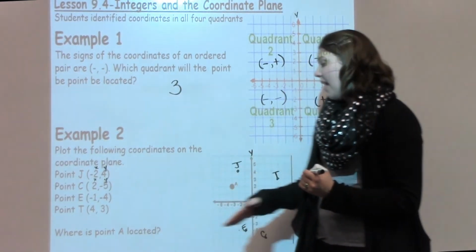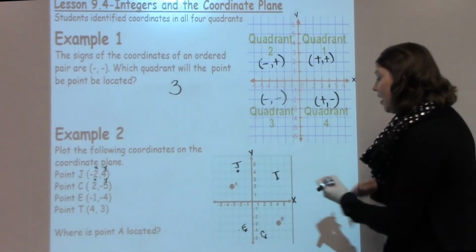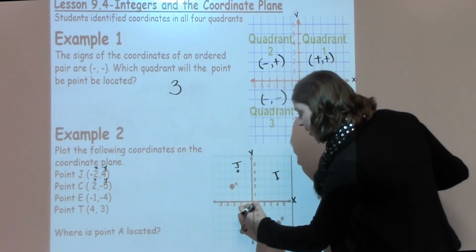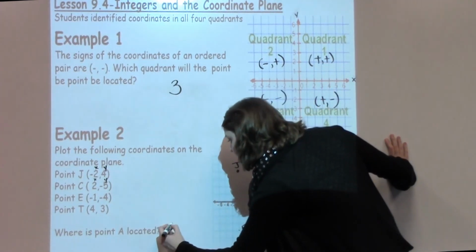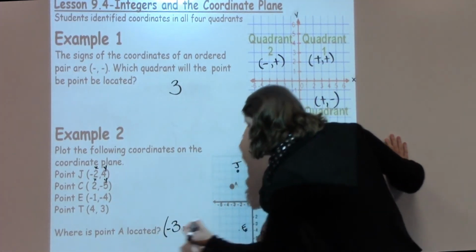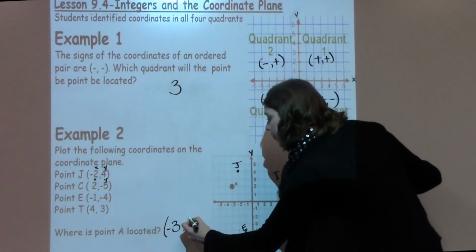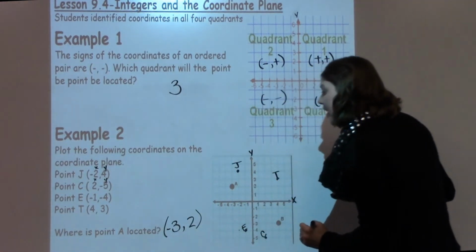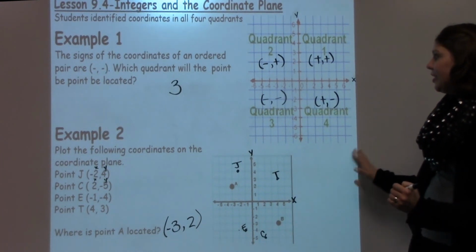Now point A is our last question, and it's asking where it is located. Again, I'm going to use my x-axis first, so I'm going to be at -3, and then I'm going to go up 2. So point A is located at -3, 2, which puts it in quadrant 2.